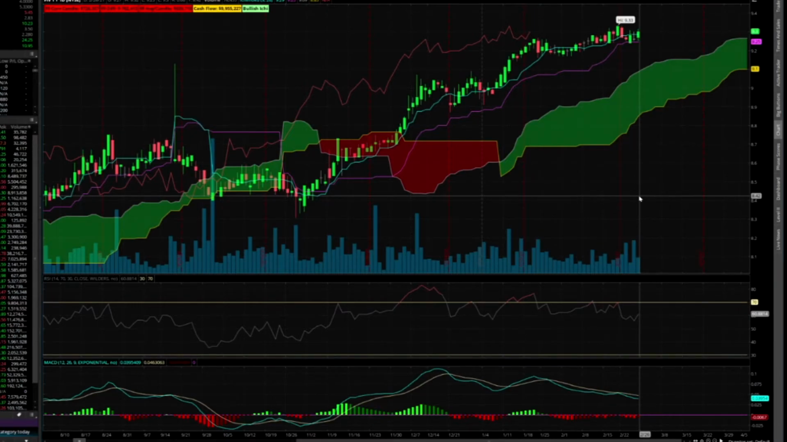So that's basically how the Ichimoku cloud is used, how you can utilize it. Anybody have any questions, any charts you want me to look at? I can go over those.